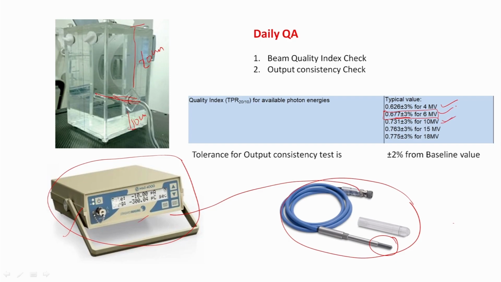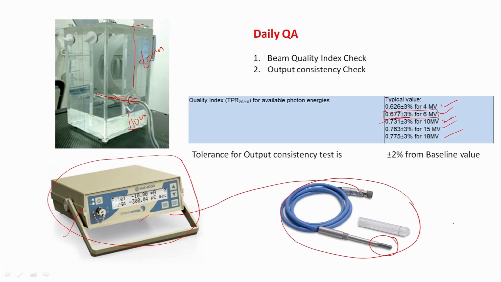Similarly for 10 MV, similarly for 15 MV, and similarly for 18 MV, these are the quality indexes for different energies. Then the second daily QA is the output consistency, because, as I said, if your beam quality is hampered for any reason, your output can also get hampered. So you need to verify your output.